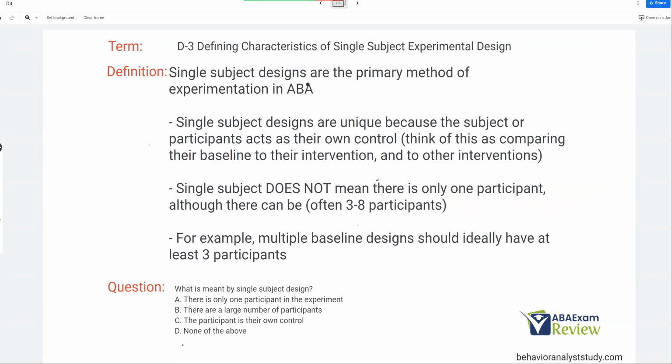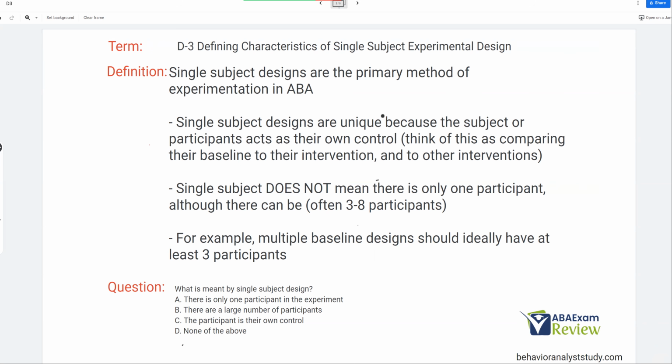So, single subject designs are the primary method of experimentation in ABA. Almost never do ABA practitioners use group designs. So what is the difference? Well, in group designs, let's say you have a group of 50 and then another group of 50. What you would do is give one group a certain intervention, and the other group would be, let's say, the control. They wouldn't get an intervention, and you'd compare the groups.